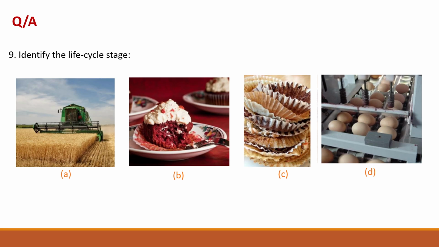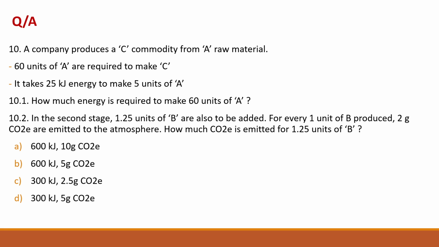Okay. Moving forward, I believe this is the last question. A company produces a C commodity from A raw material. So we have an A raw material and a company is producing C from this. 60 units of A are required to make C. It takes 25 kilojoules to make 5 units of A. How much energy is required to make 60 units of A?